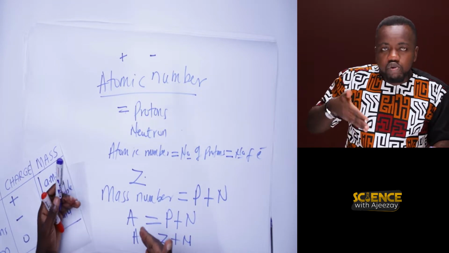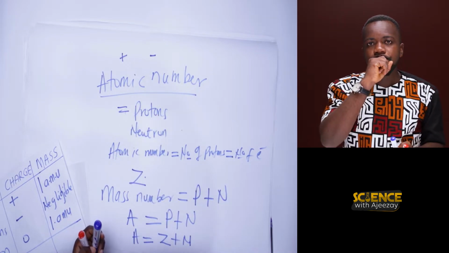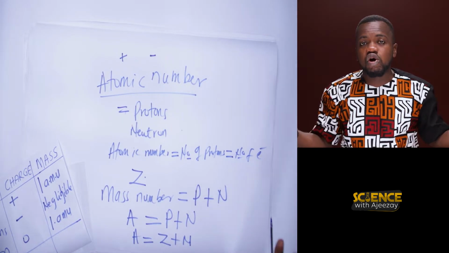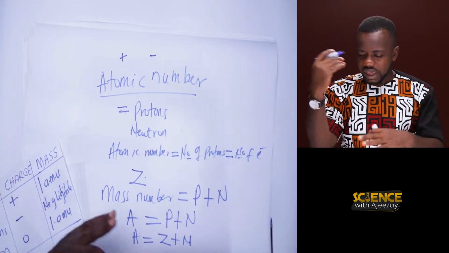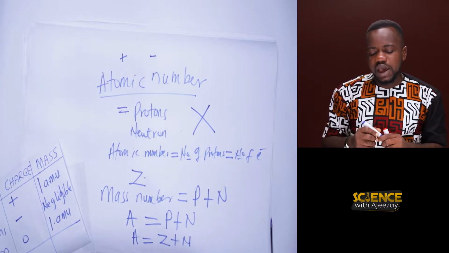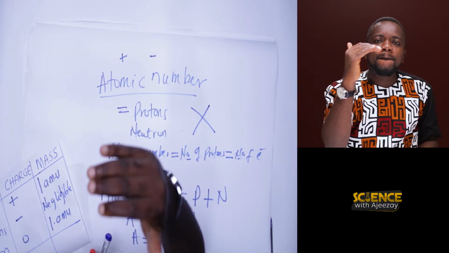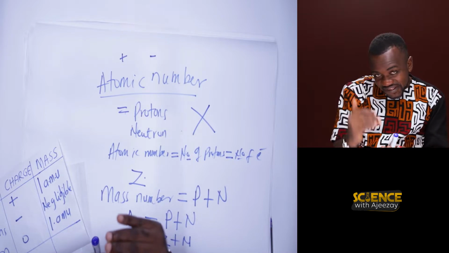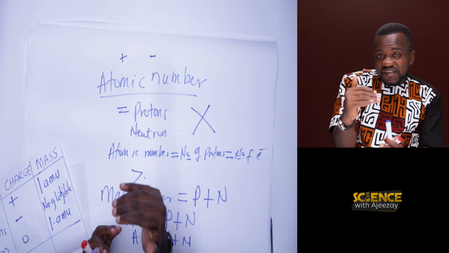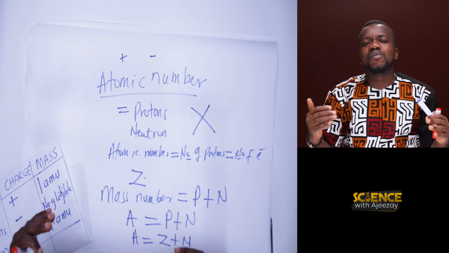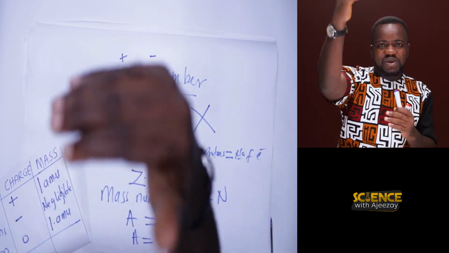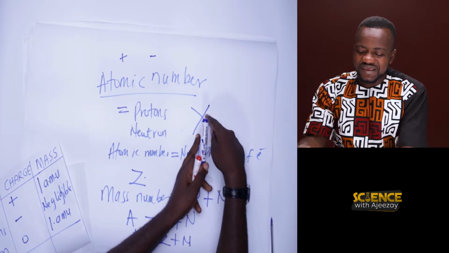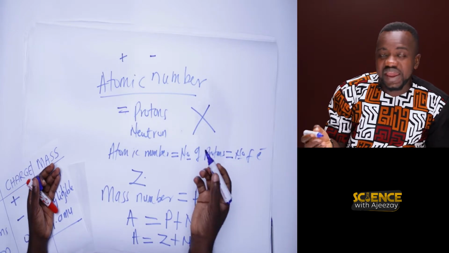Now let's see how we represent an atom with the atomic number and then the mass number. Let's say we have an element X. The atomic number, our Z, is always represented as a subscript, and then the mass number, the A, is represented as a superscript at the left side of the element.